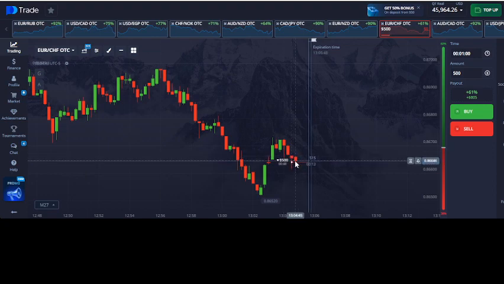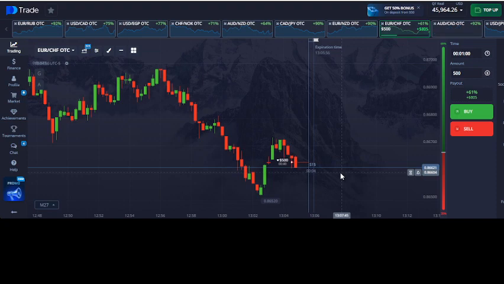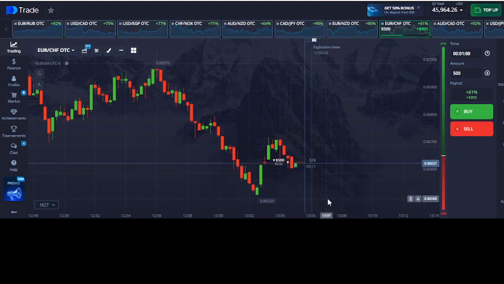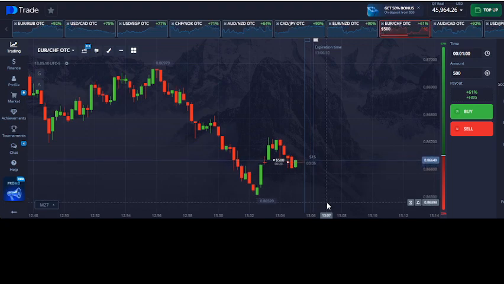Okay, now there's another candle that just formed. But between this candle and this candle, there's a slight gap in between the candles. And what this suggests is a bearish breakout to the downside here. That's why I'm trading on these candle gaps. So let's monitor this trade and wait for the expiration.